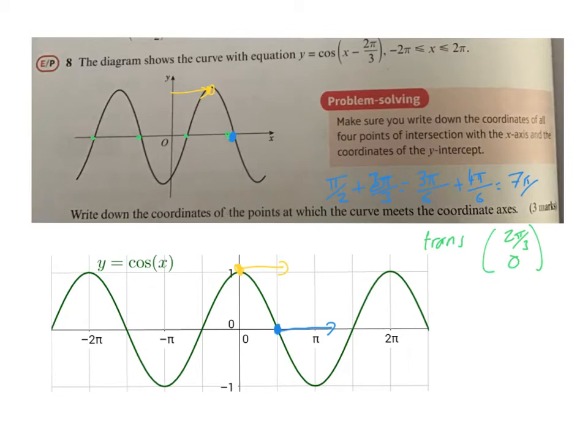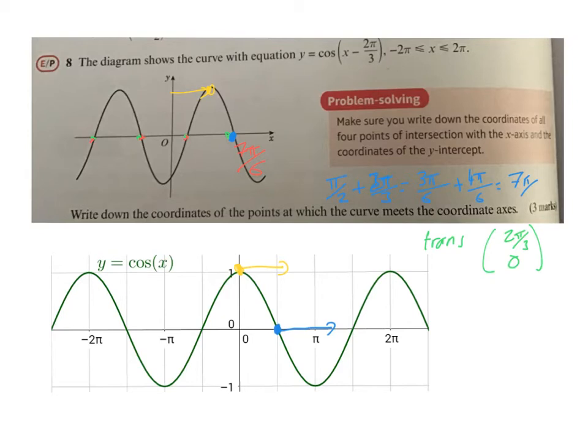So here is 7 pi over 6. Let's write that a bit more clearly. I think red might help here. 7 pi over 6. Well, what about this one? This one and this one?